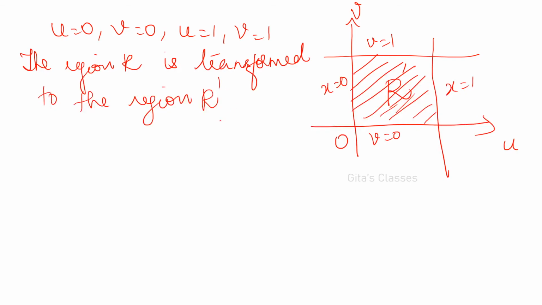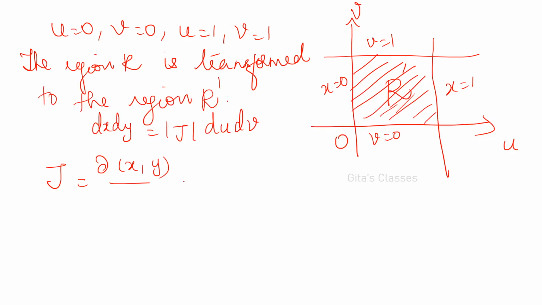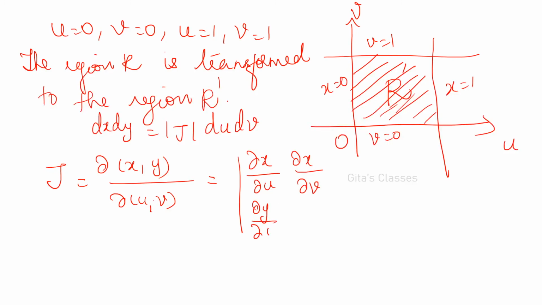Okay. Therefore, now what is the Jacobian? Now we have to find out Jacobian, right? So Jacobian is equal to, because we want to write dx dy. dx dy should be equal to modulus of Jacobian into du dv. Okay. So Jacobian is equal to dou x comma y with respect to dou u comma v, right? That is equal to determinant of dou x by dou u, dou x by dou v, dou y by dou u, dou y by dou v, right?